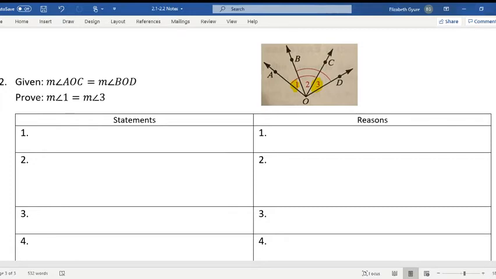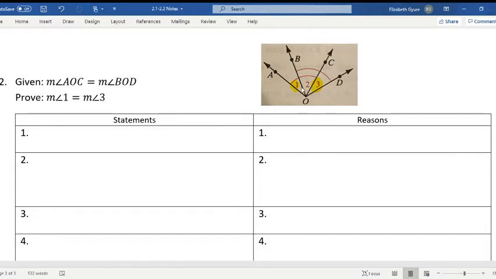So again, look at your picture. Let's not worry about this yet. Look at your picture. Look at your clues here. Angle AOC and the measure of angle BOD are equivalent, right? We want to end up with just angle 1 and 3 being equivalent. Well, if you look at your picture, don't both of these angles share angle 2, right? The larger angles, they both share angle 2.